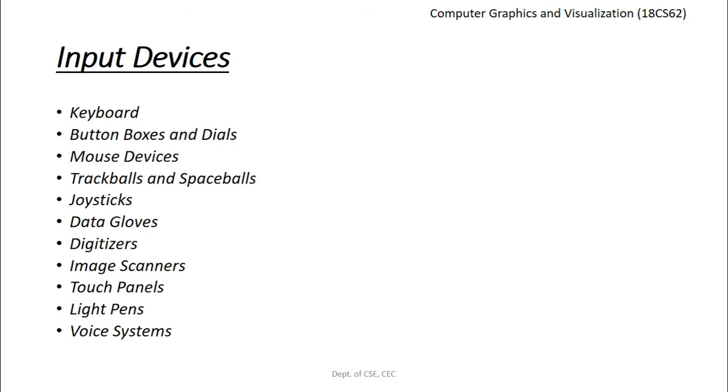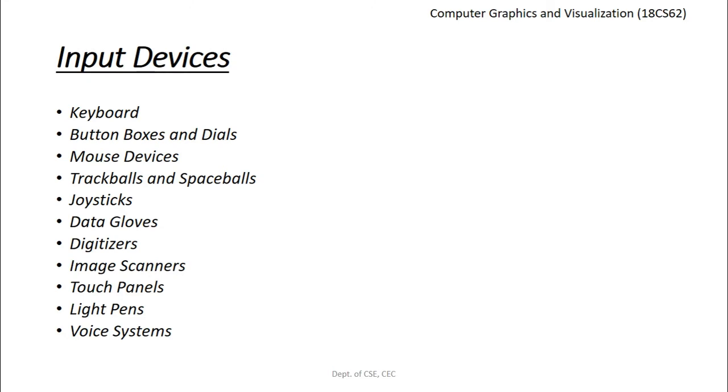Now let us see what the different input devices are. Graphics workstations may make use of various types of input devices, various devices which are used for data input. Most systems have keyboards and mouses, while some other systems have trackball, spaceball, joystick, button boxes, touch panels, image scanners, and voice systems. So here we have a list of the input devices.